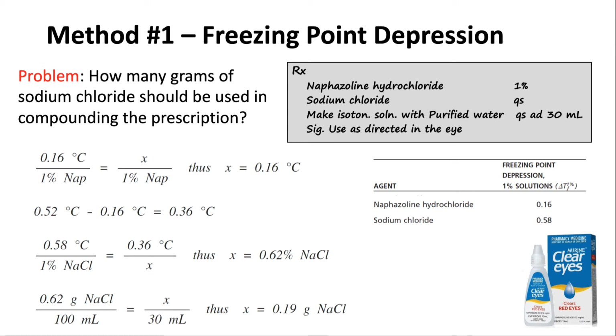All right. So lastly, we're not making 100 mils though, we're only making 30 mils. So let's calculate the weight of sodium chloride for our 30 mils. If we want a 0.62% concentration, that's 0.62 grams for every 100 milliliters, set equal to x over 30 milliliters. We solve for x, which is the grams of sodium chloride we need. So we take 0.62 times 30 divided by 100, and our answer is 0.19. So what we need to add is 0.19 grams of sodium chloride to our naphthazoline, and we would get an isotonic solution.